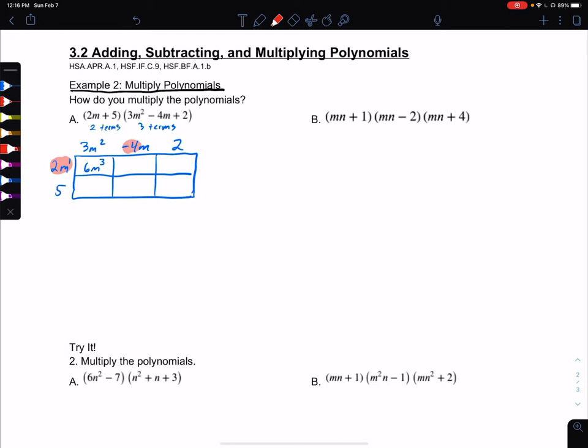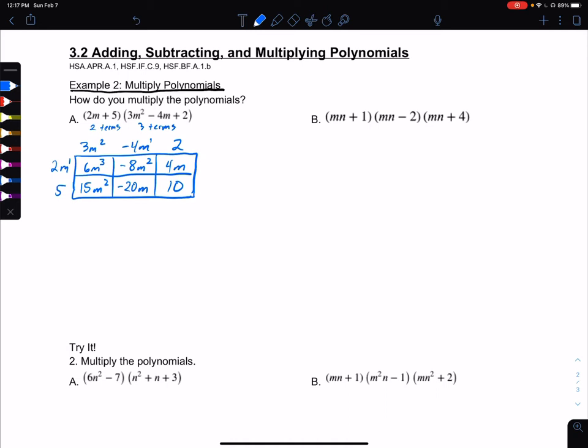So we do 2m times negative 4m. So we'd have negative 8. Again, the exponents are 1s. We want to add those. So since you're multiplying the bases, you add the exponents. And now we want to do 2m times 2. So that's going to be 4m. And now we do the same thing for the next row. 3 times 5, this would be 15m squared. 5 times negative 4 would be negative 20m. And 5 times 2 would be 10.